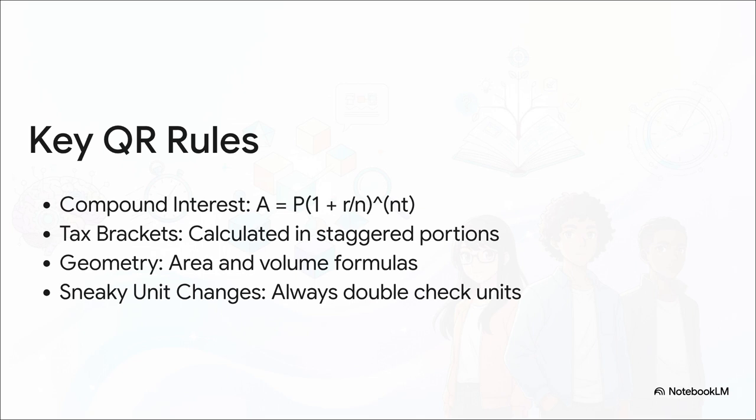Lock down that compound interest formula. Keep in mind that tax brackets are calculated in staggered portions, definitely not a flat rate. You'll need to know your surface area and volume for geometry. Oh, and watch out for sneaky unit changes. Always double check. Are they asking for the answer in centimeters when the data was given in meters? That gets people all the time.